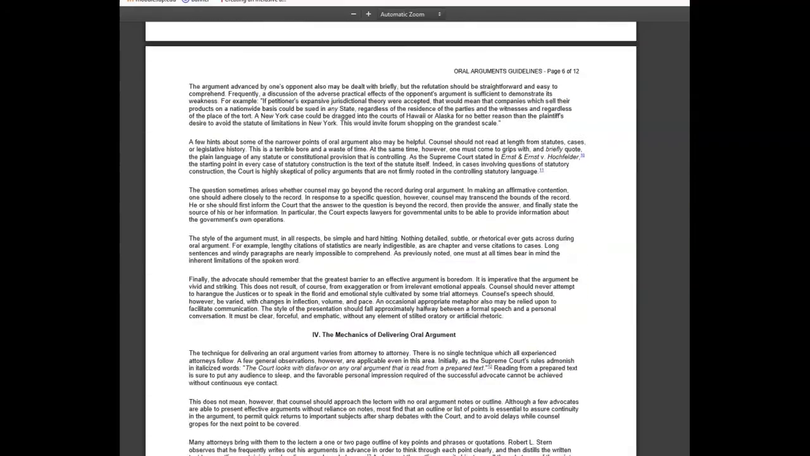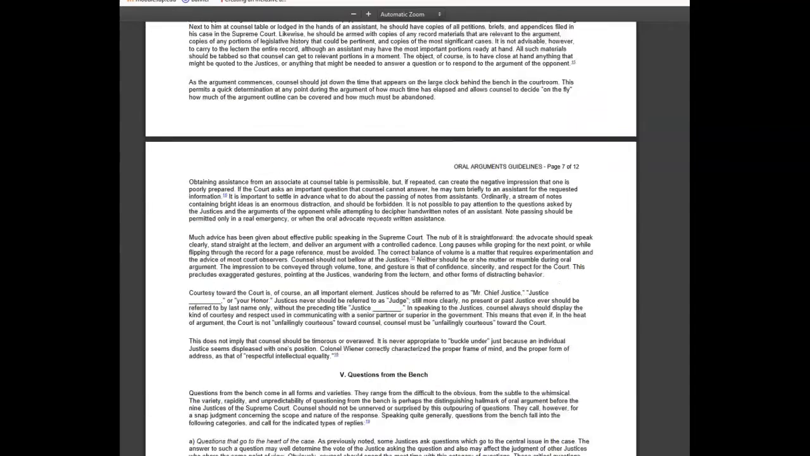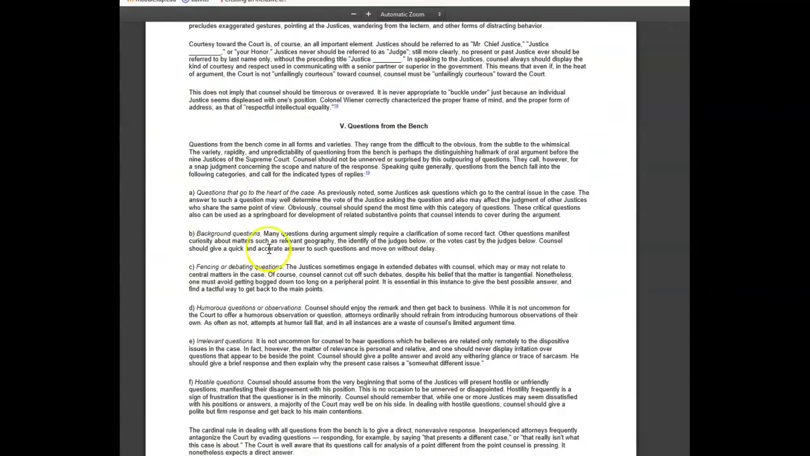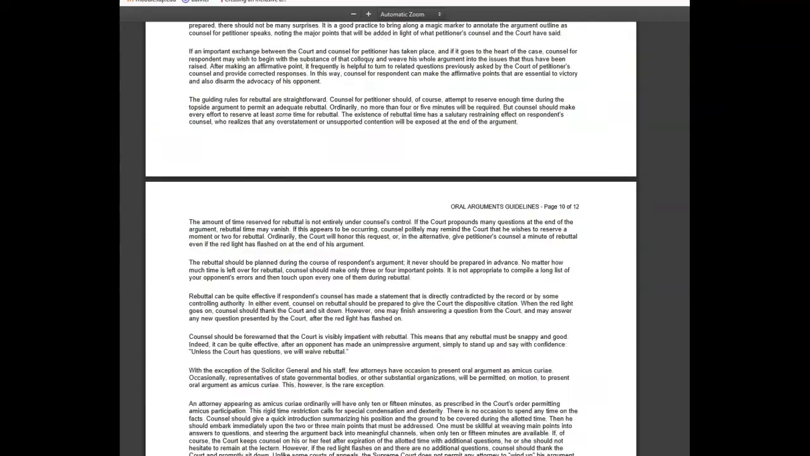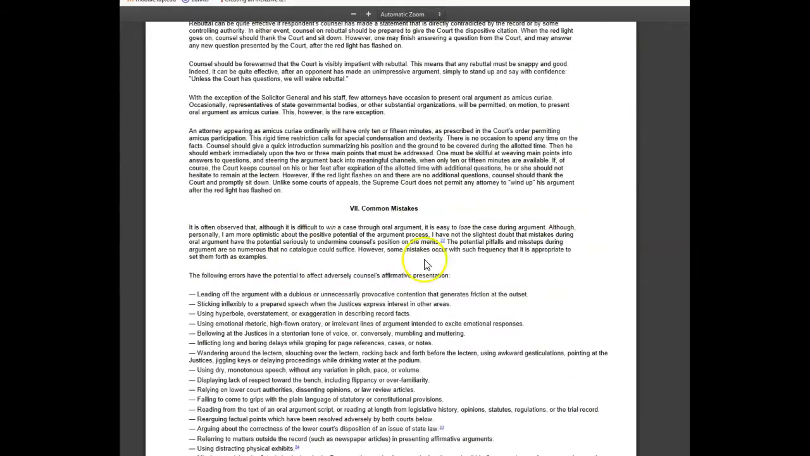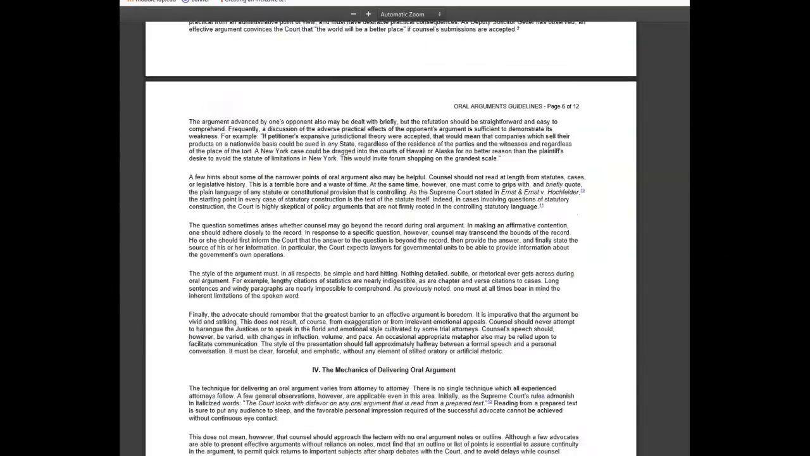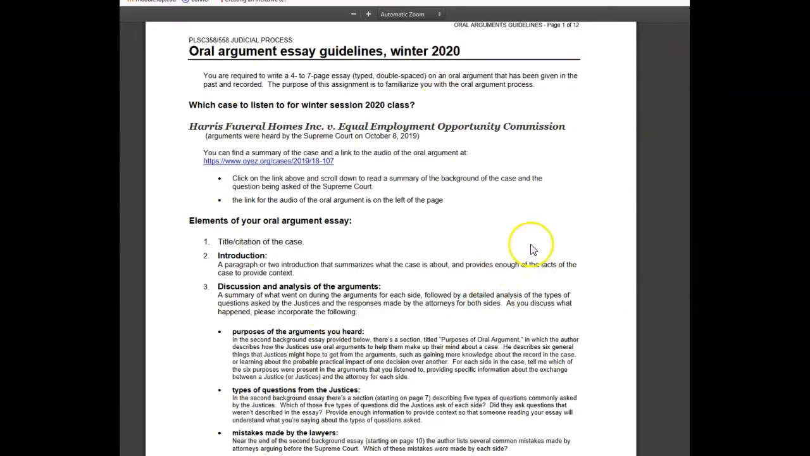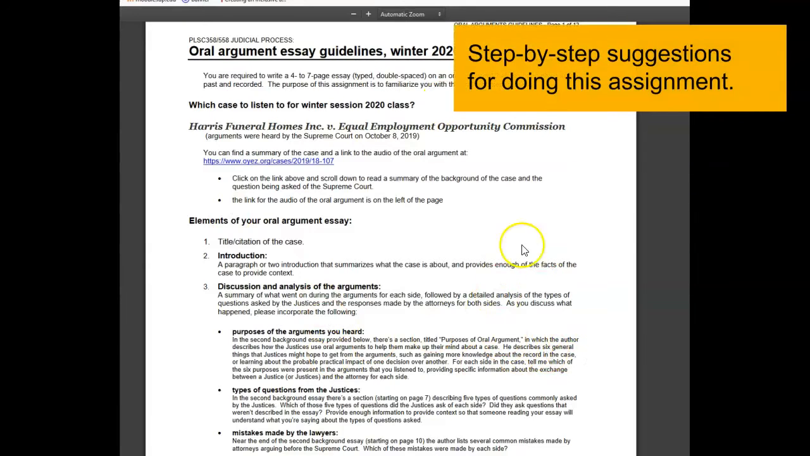Then he talks about the questions, and he has categories of questions that the justices ask, and towards the end he even categorizes common mistakes by attorneys. So what I think would be good, you're going to be writing based on these questions and you're listening to the oral argument.